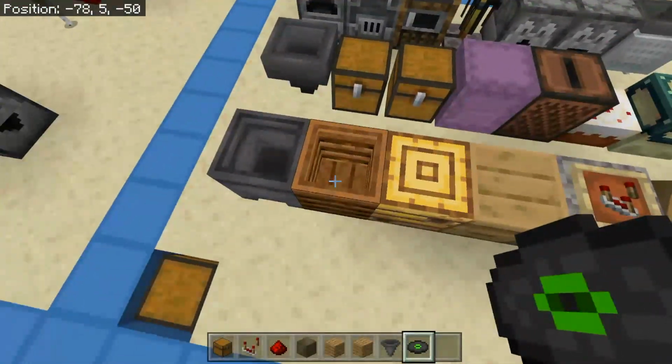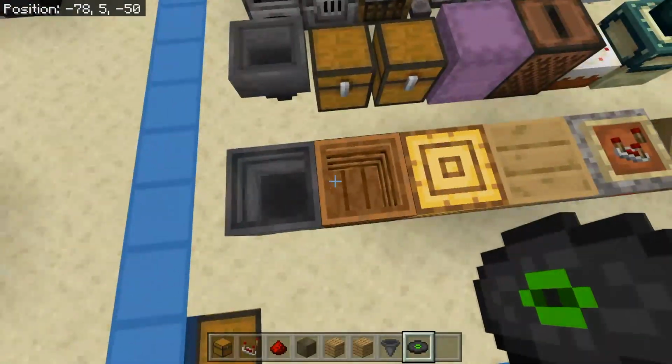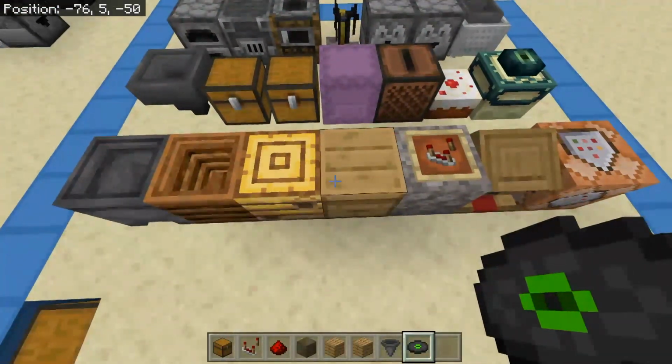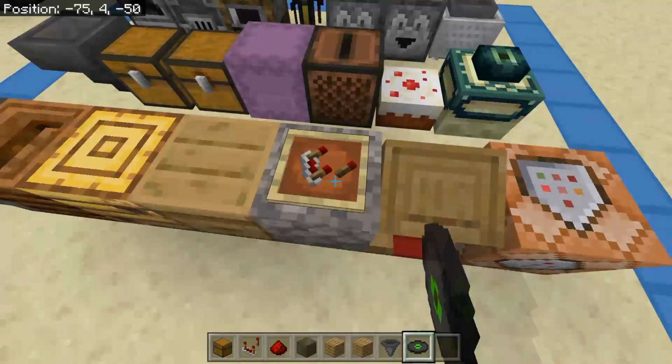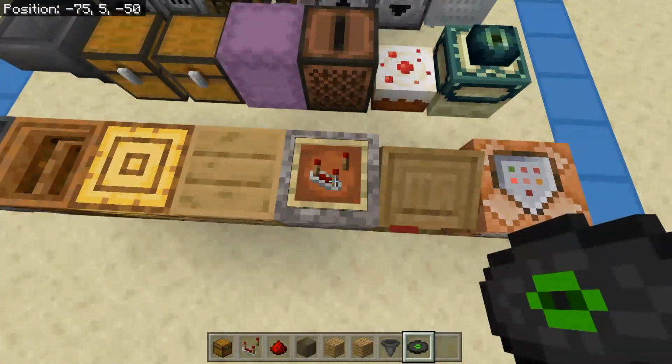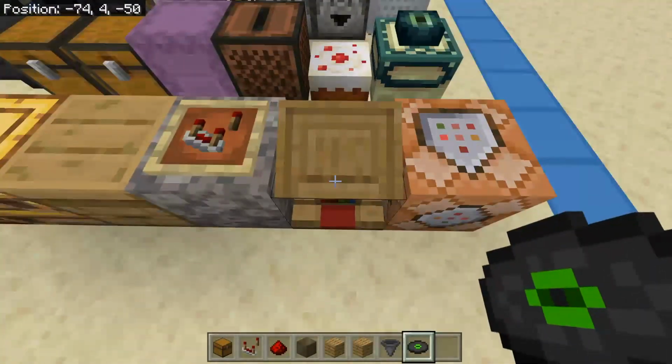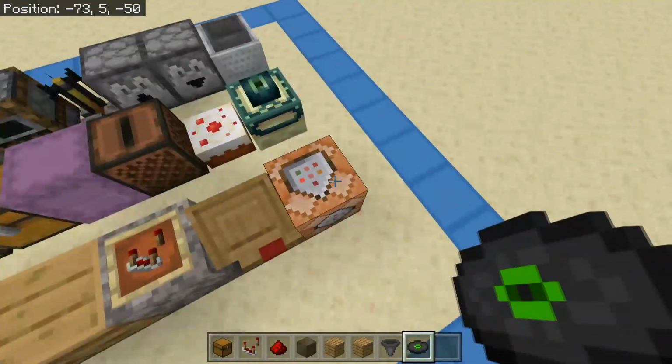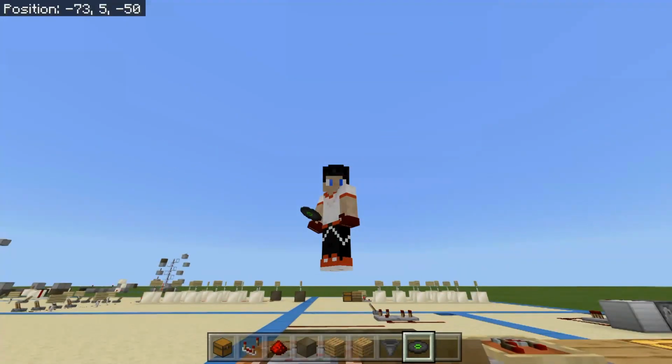Cauldrons and composters will give signals according to how full they are. Same thing with beehives and bee nests. Item frames, depending on which orientation the item inside it is spun at, will output a certain signal. Same thing with a lectern, depending on what page it's on. And then command blocks, well, command blocks are a whole other animal.